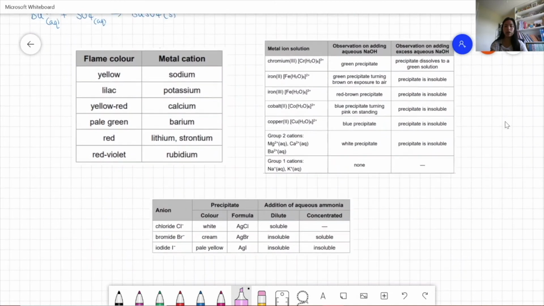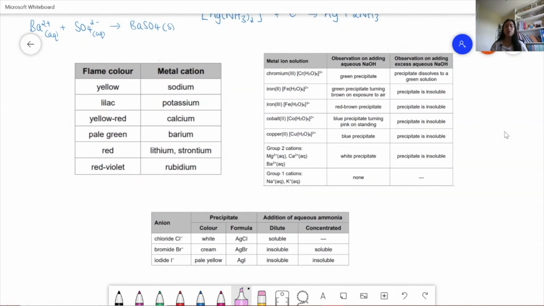So here we have 3 tables of some results that we could get. So if we have the flame colour of yellow, then this will be a sodium. So this will tell us that it's a sodium ion present. Lilac is potassium, and then yellow-red is calcium. Pale green is barium, red is lithium or strontium, and then red-violet is rubidium.